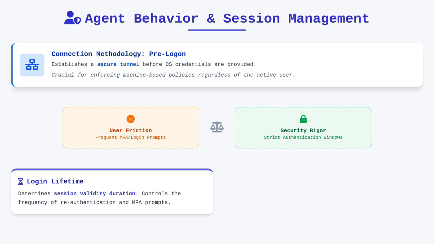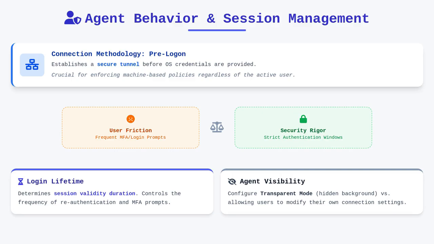When you configure the app settings for the agent, you are dictating visibility, such as whether the user can modify their connection settings or if the agent should operate in a transparent, hidden background mode.